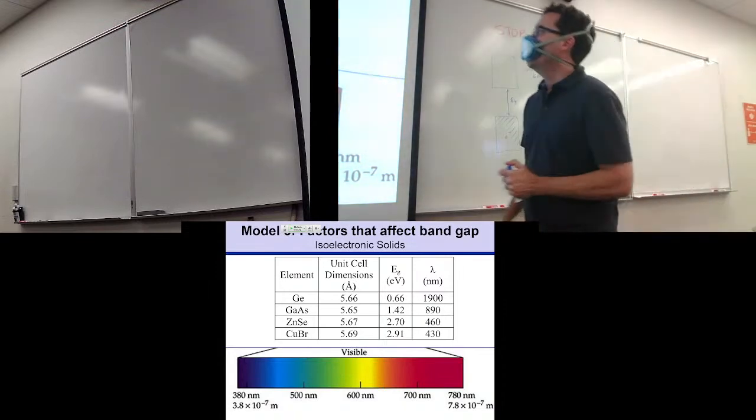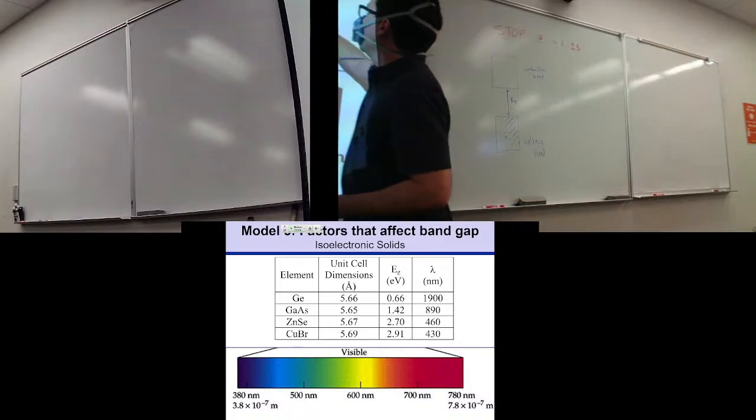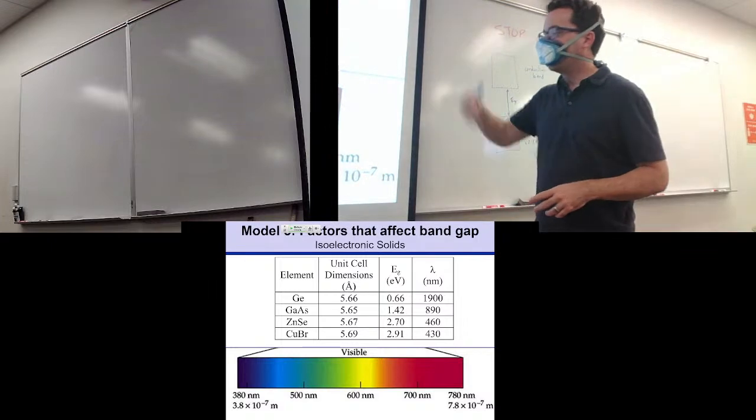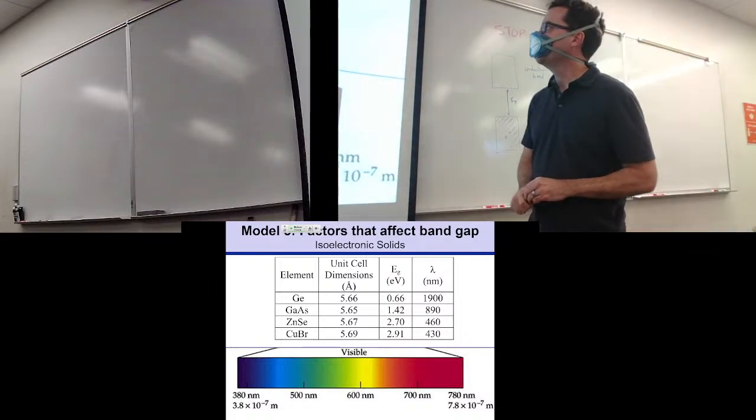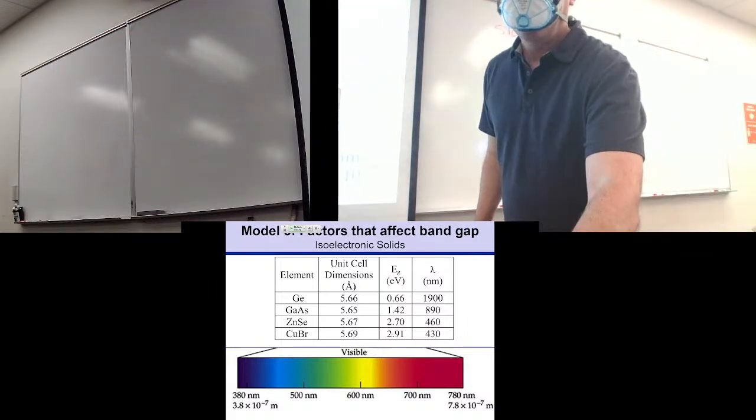Okay? And again, this is just showing that as your band gap gets bigger, your photon energy increases and your wavelength goes down, which makes sense. So this is where we stopped.